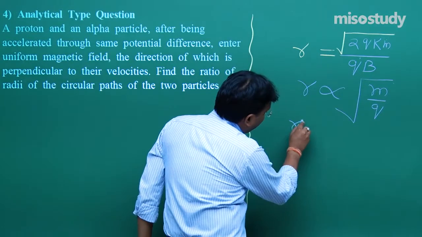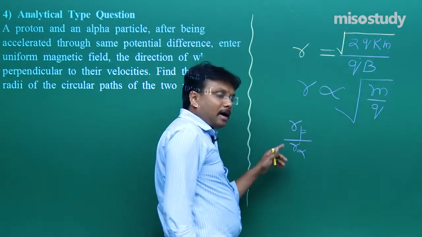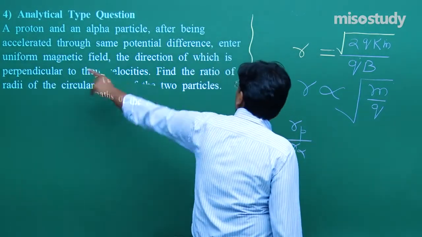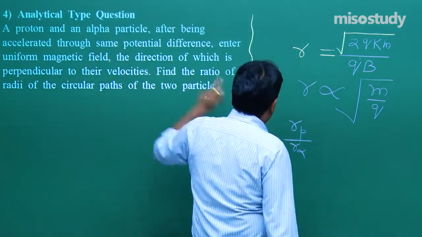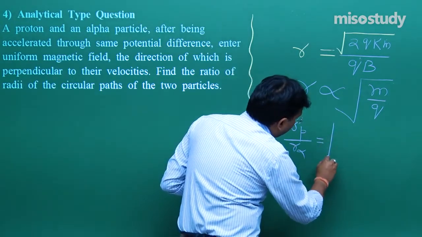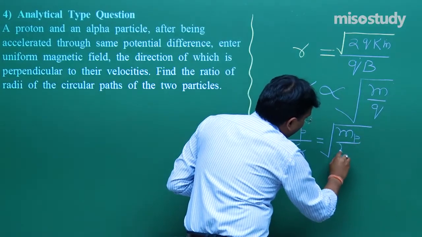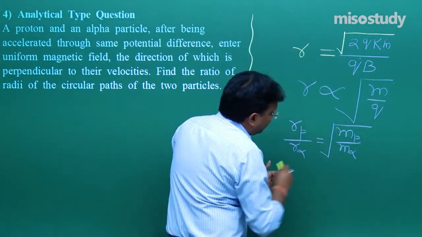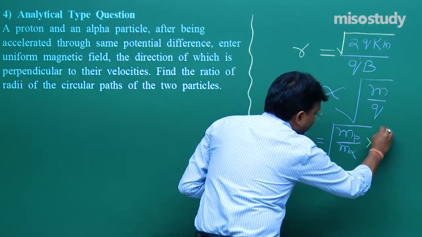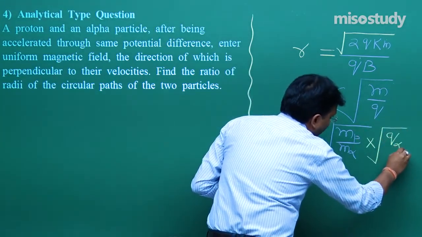Another thing is, if I directly write Rp upon R alpha, what is the meaning of Rp and R alpha? The radius of a proton's path and the radius of this alpha particle. So, R of proton upon R of alpha is equal to mass of proton upon mass of alpha particle into under root q alpha upon qp.